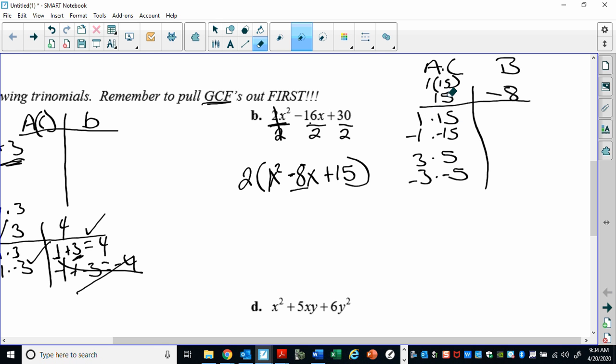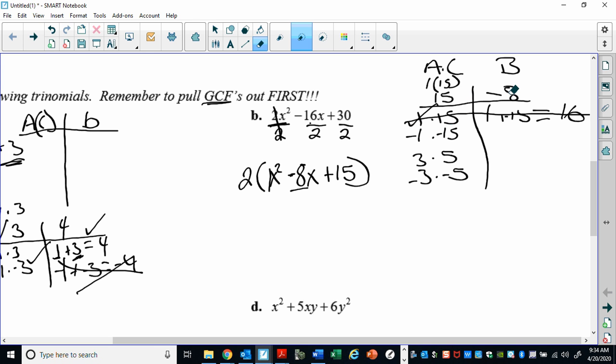Does 1 times 15 equal 15? Yes, that works here. But what is 1 plus 15? That equals 16. Does 16 equal -8? Nope. That's gone. That's not an answer. Now you go to the next one. Does -1 times -15 equal 15? Yes, because a negative times a negative equals a positive.